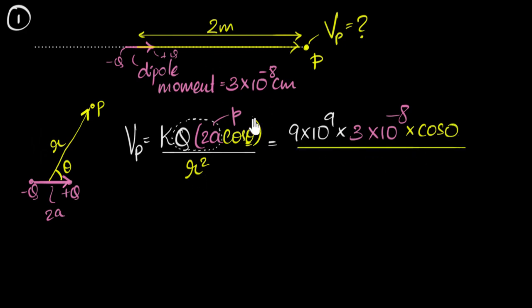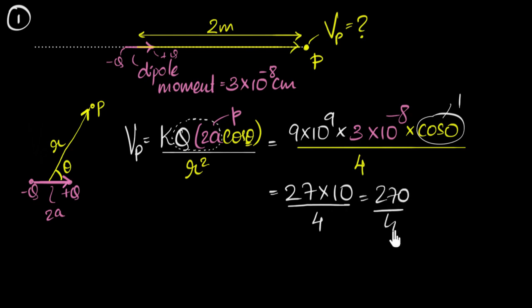R is this distance, 2 meters. So 2 squared is 4. And it's in meters, so I don't have to do any conversion. Therefore, all I have to do now is solve this. Cos 0 is 1. So this will be 27 times 10 divided by 4. So that's 270 by 4. That gives me 67.5. And there you have it, 67.5 volt.